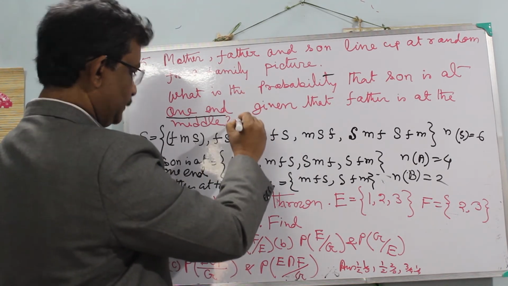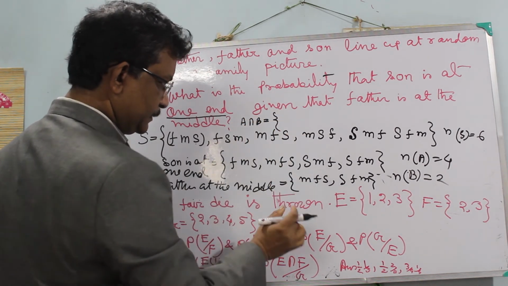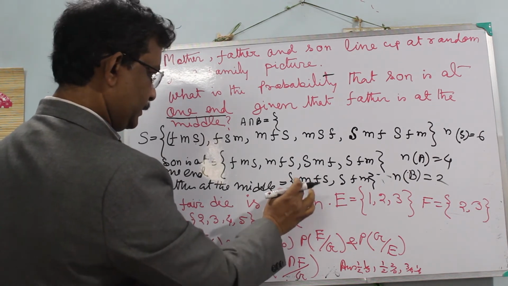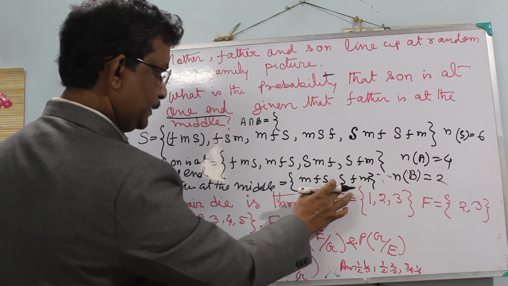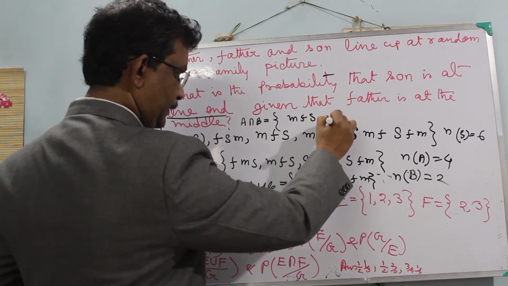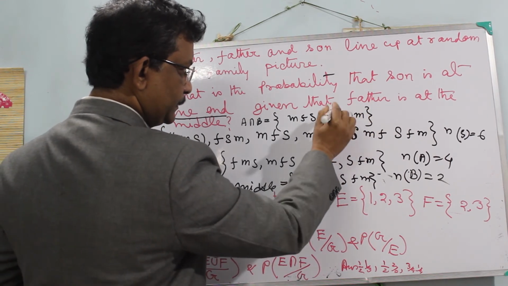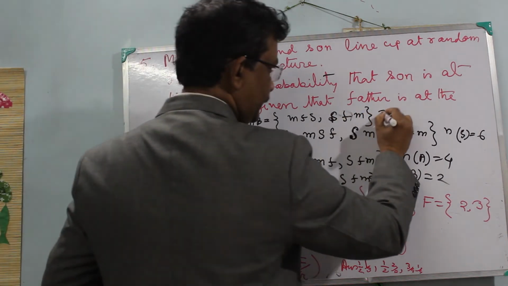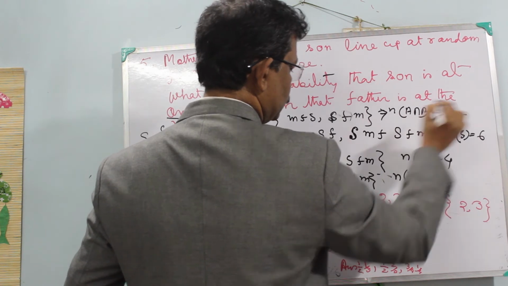Now what is the intersection of A and B? What are the elements? A and B intersection: MFS and SFM. These are the two elements. That means n of A intersection B equal to 2.